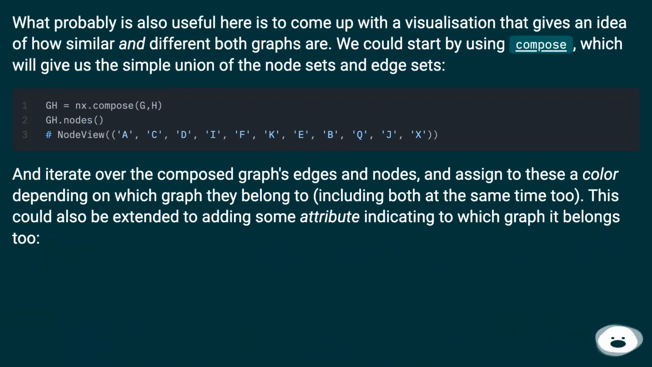What probably is also useful here is to come up with a visualization that gives an idea of how similar and different both graphs are. We could start by using compose, which will give us a simple union of the node sets and edge sets. And iterate over the composed graph's edges and nodes, and assign to these a color depending on which graph they belong to, including both at the same time too. This could also be extended to adding some attribute indicating to which graph it belongs to.